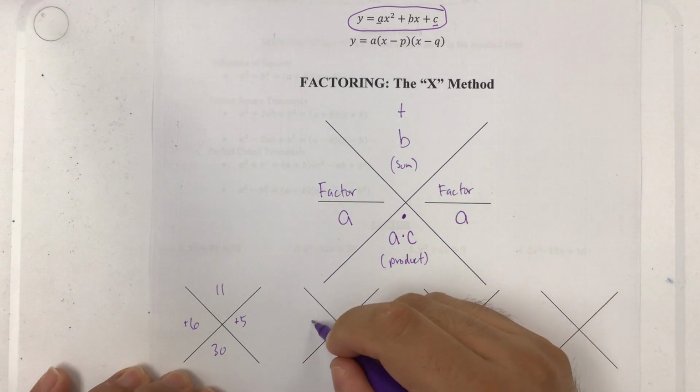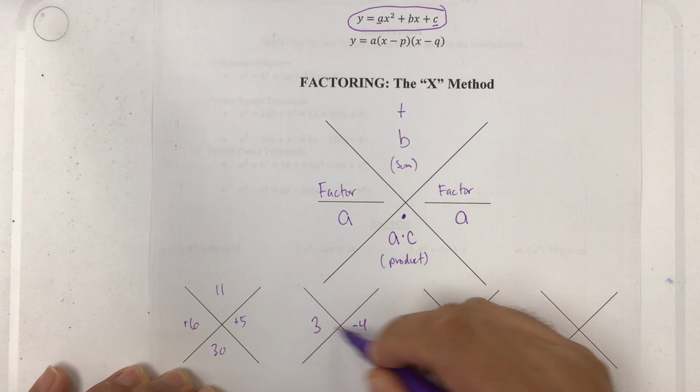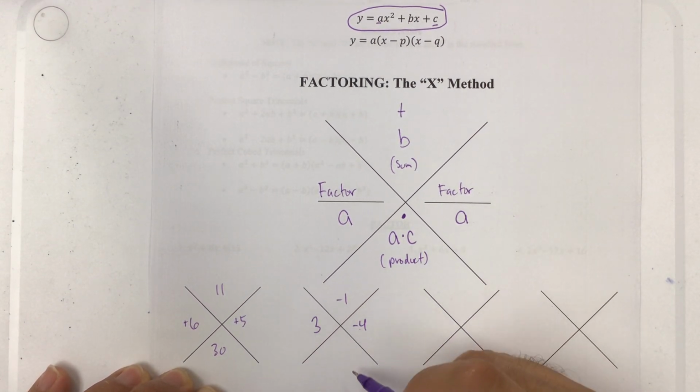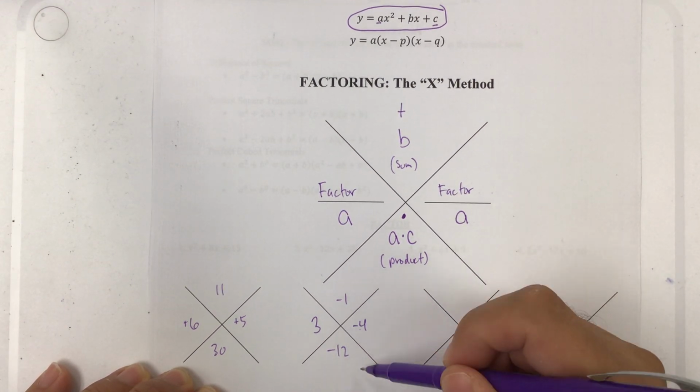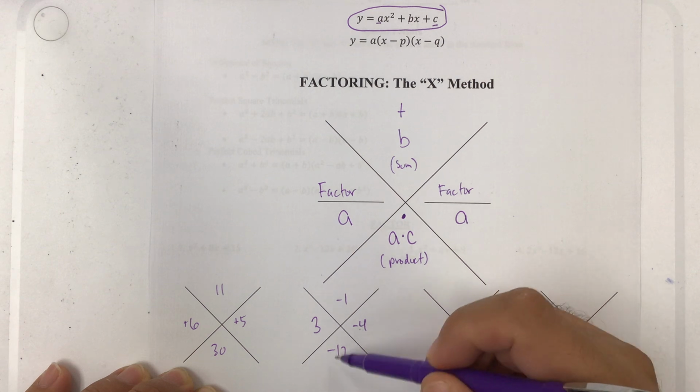All right, let's say we had 3 and negative 4, right? 3 minus 4 is negative 1. 3 times negative 4 is negative 12. So the two numbers in this case that add to negative 1 and multiply to negative 12 are positive 3 and negative 4, okay?